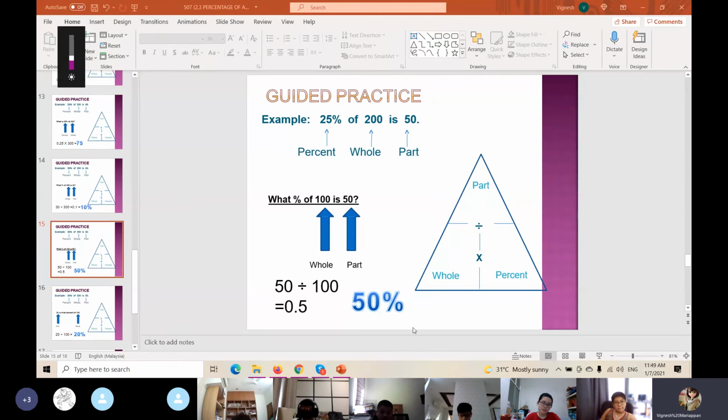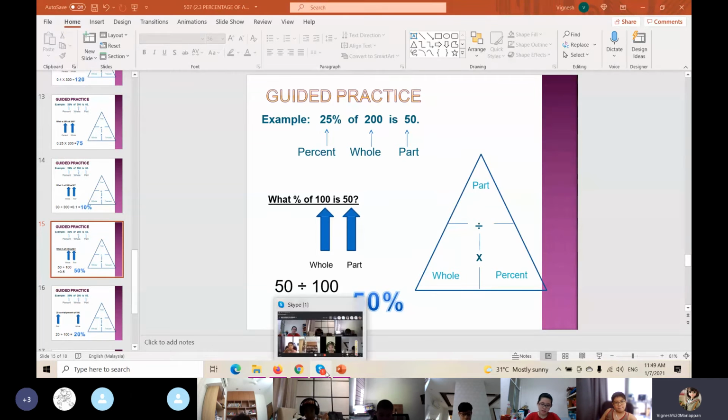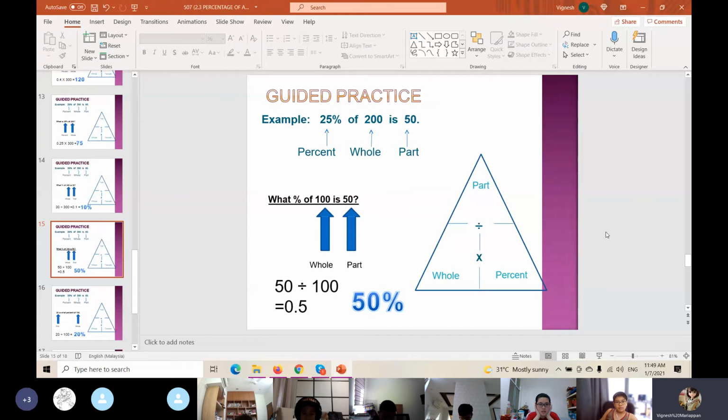Yes, teacher. Okay, Fiona, now you got the answer 0.5. How did you convert this decimal to percentage? We have learned yesterday and just now I also repeated. Very easy. Decimals to percentage, how to convert?